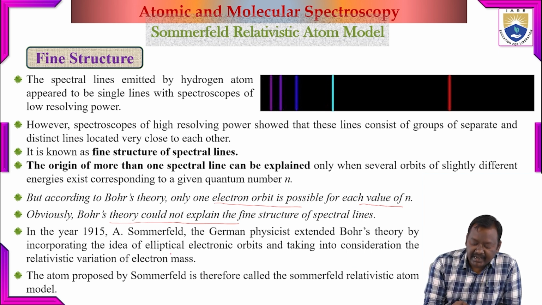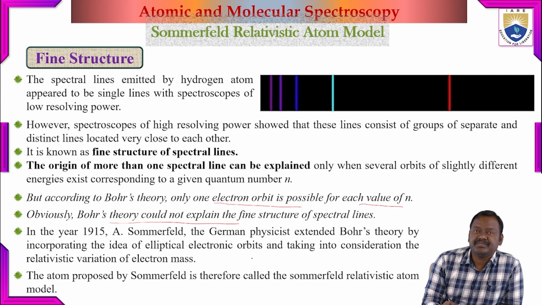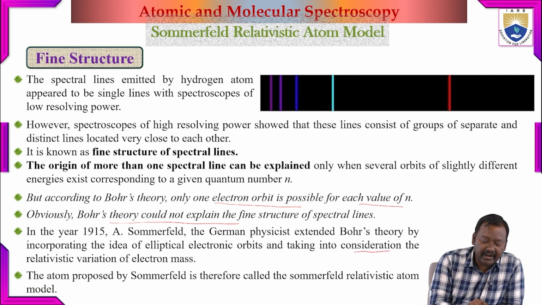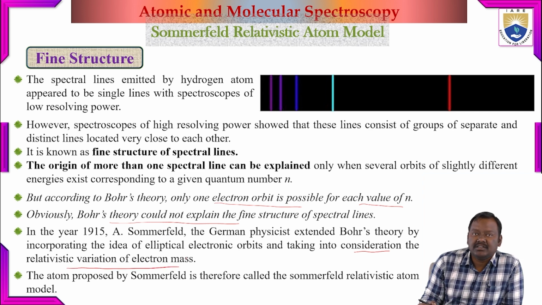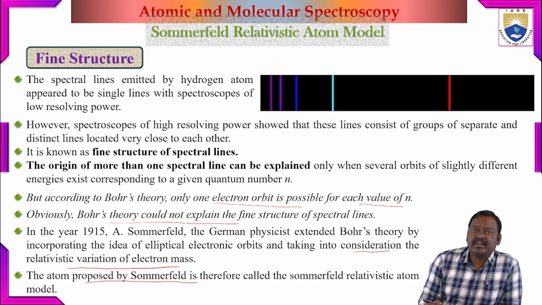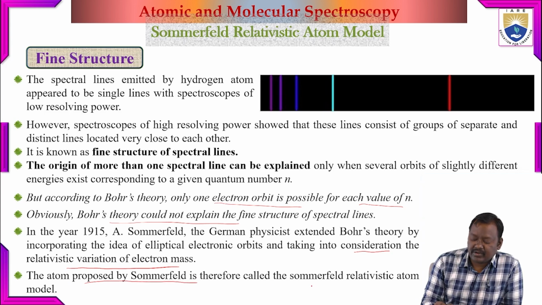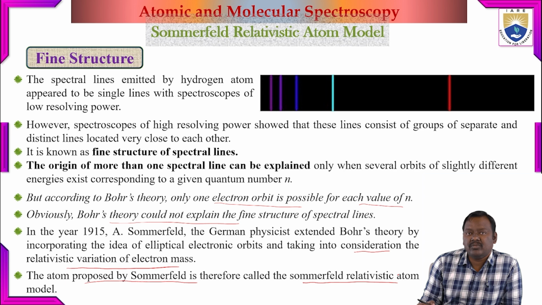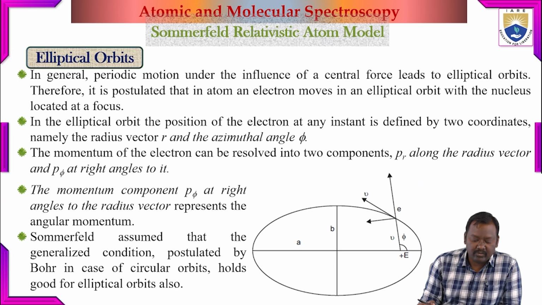So, by considering elliptical orbits, along with the relativistic variation of the electron mass, Sommerfeld tried to explain the fine structure of spectral lines. The atom proposed by Sommerfeld is therefore called the Sommerfeld Relativistic Atom Model. So, let us discuss this relativistic atom model proposed by Sommerfeld.